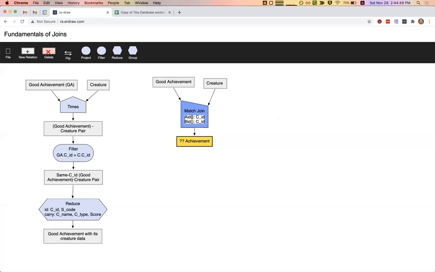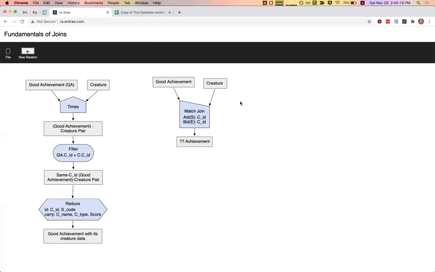What are we doing here? What we're doing is we're going to say, given the selection of CID as our match, how does that choice relate back to the identifier of the relation we started with? In this case, CID is only some of the identifier of good achievement, so we're going to use S. And CID is exactly the identifier of creature, so we're going to put an E for exact.